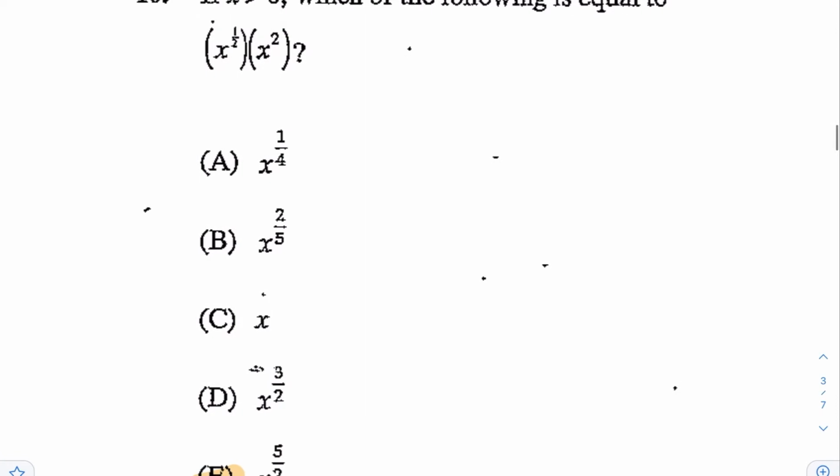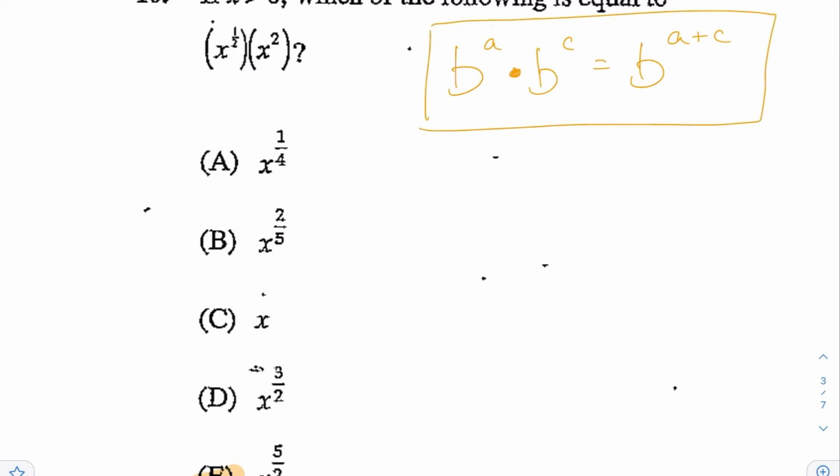All right, next for number 10, if x is greater than 0, then which of the following is equal to x raised to the 1/2 times x raised to the second power? So here, you have to use the law of exponent that states b to the a times b to the c is equal to b to the a plus c. If you multiply two exponents with the same base, you want to add the exponents.